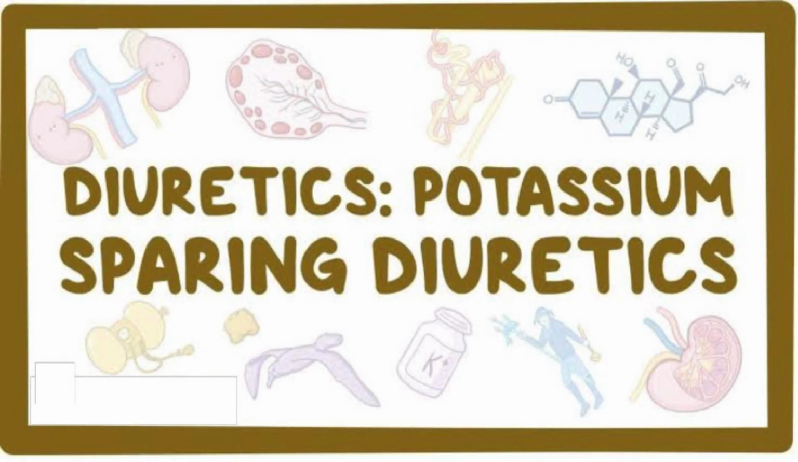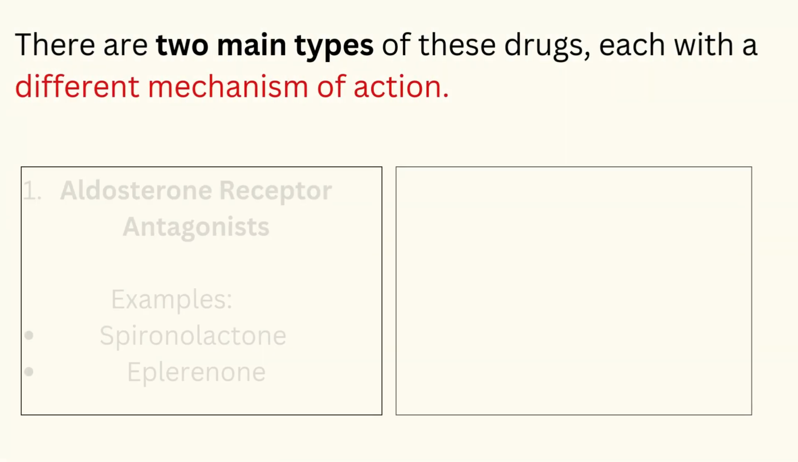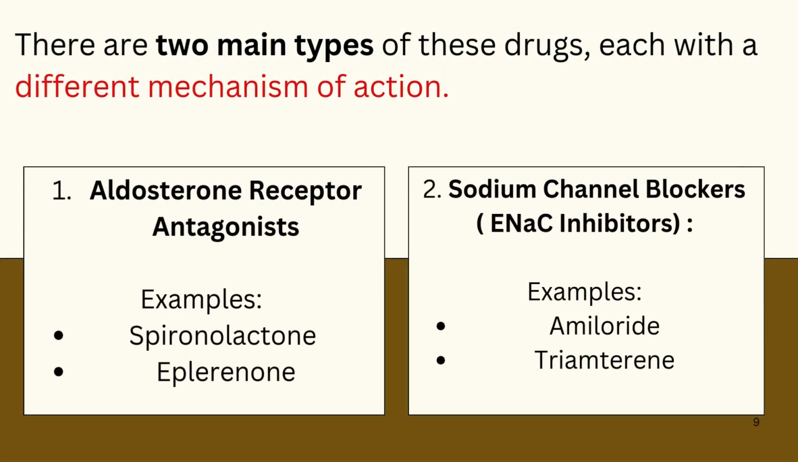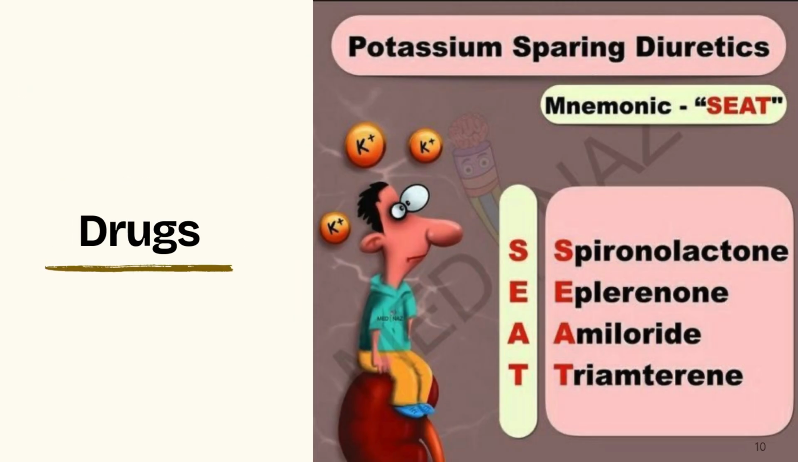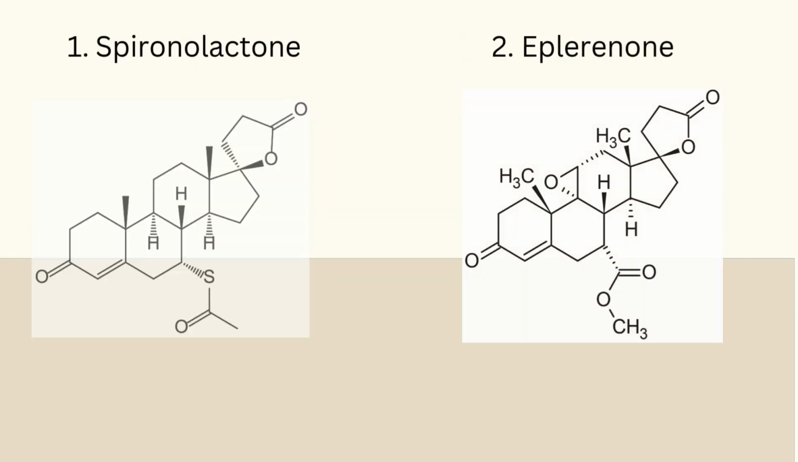Diuretics, potassium-sparing. There are two main types of these drugs, each with a different mechanism of action. 1. Aldosterone receptor antagonists. Examples: spironolactone and eplerenone. 2. Sodium channel blockers, ENaC inhibitors. Examples: amiloride and triamterene. Drugs: spironolactone, eplerenone, amiloride, triamterene.